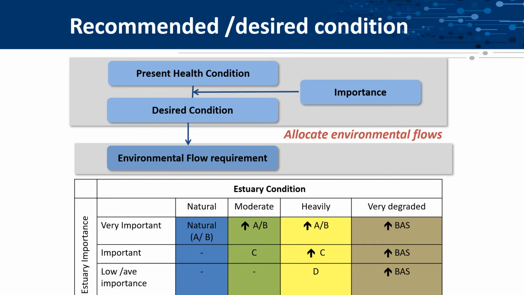If it's just important, then our objective is to at least have a C condition in the system. And if it's of low to average importance, the minimum state it can be in is a D. And as I said before, anything less than that, we have to try and improve the condition of the estuary to the best obtainable state. So those are our guidelines. It does not necessarily mean we'll achieve it, but the objective of the flow requirement study is to see how close as possible we can get to those states, and which flow scenario will actually allow us to maintain it in the desired condition.